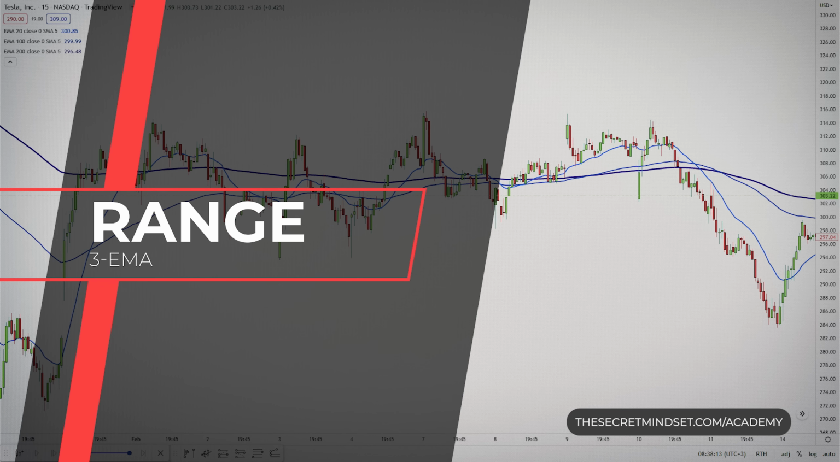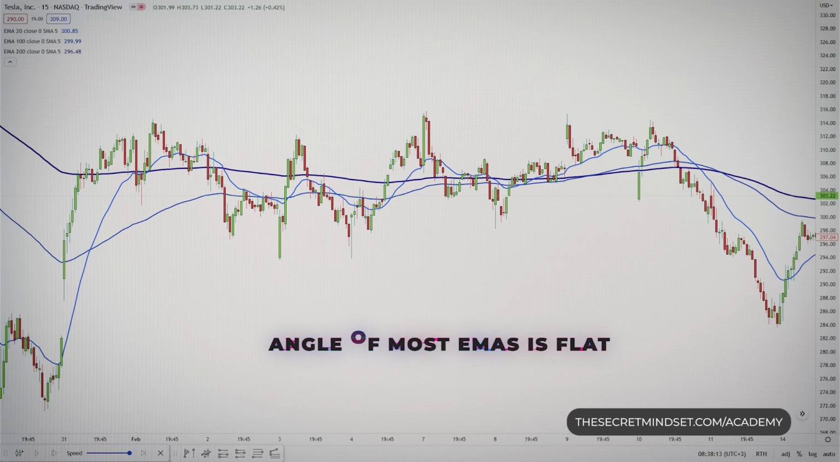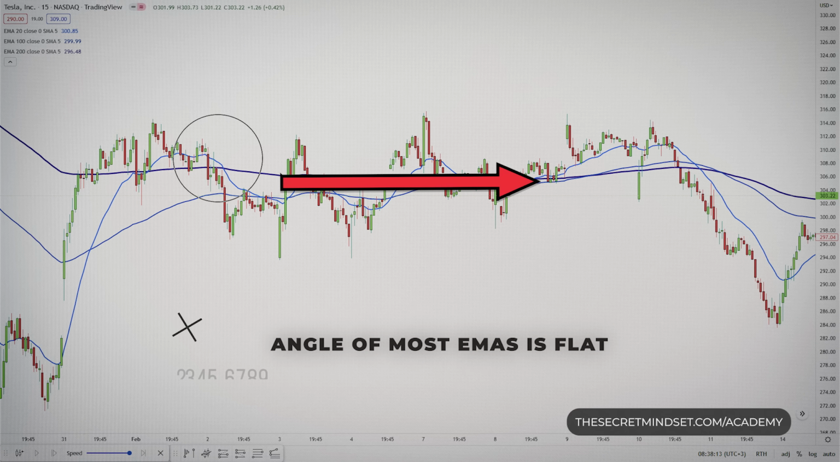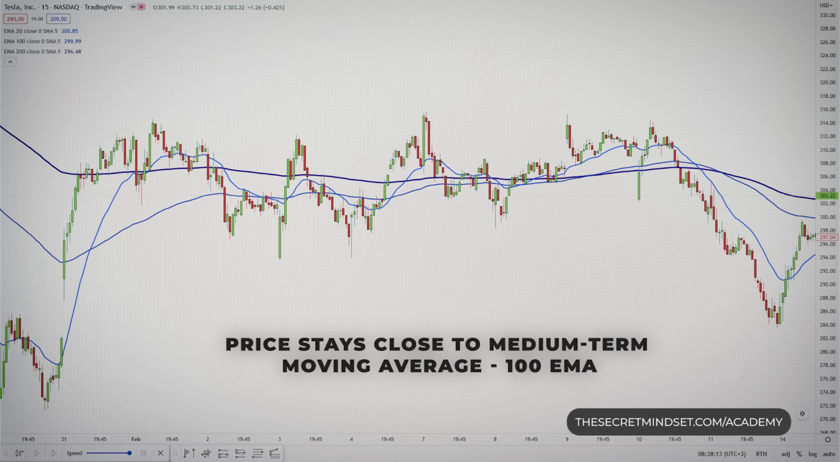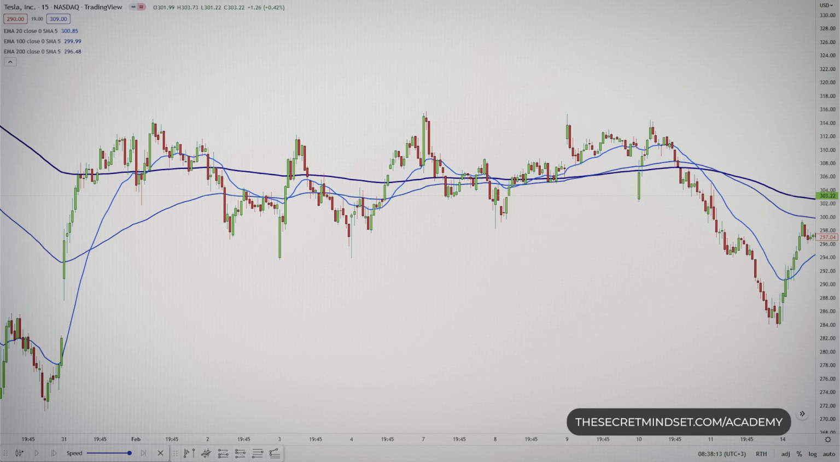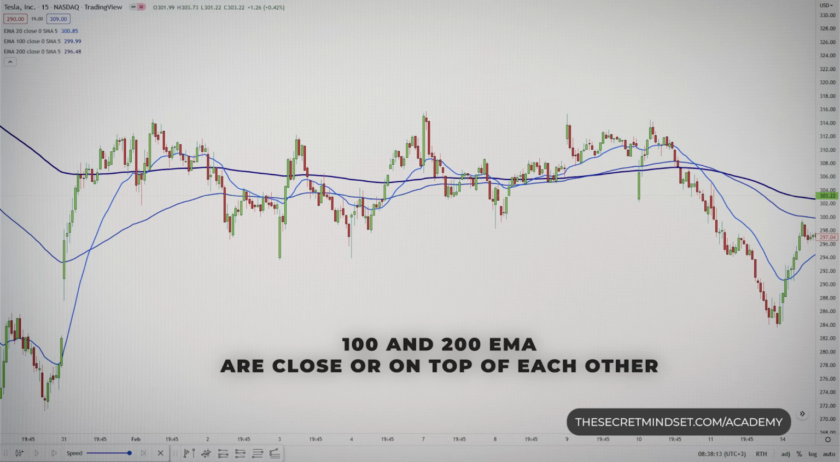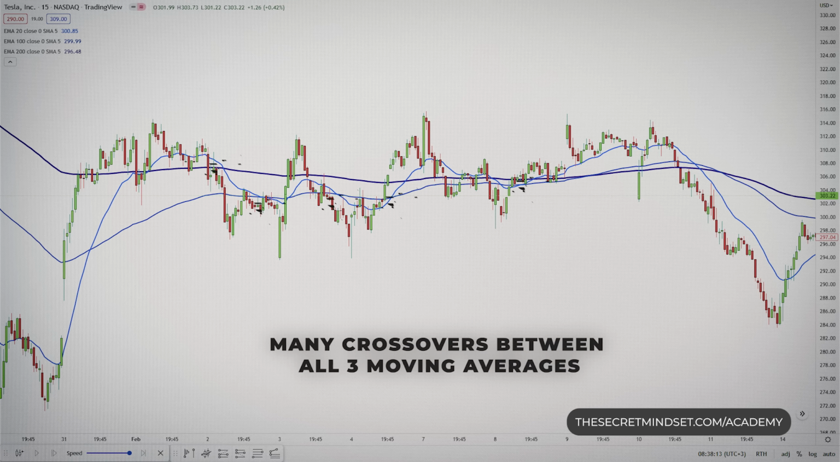When a market is in a range, the angle of most moving averages is flat. Price is moving close to the medium-term moving average, the 100 EMA. This is the favorite location of the price. Medium-term and long-term moving averages are close or on top of each other. You'll also see many crossovers between all three moving averages, between the 20 EMA and the 100 EMA, and the 100 EMA and the 200 one.